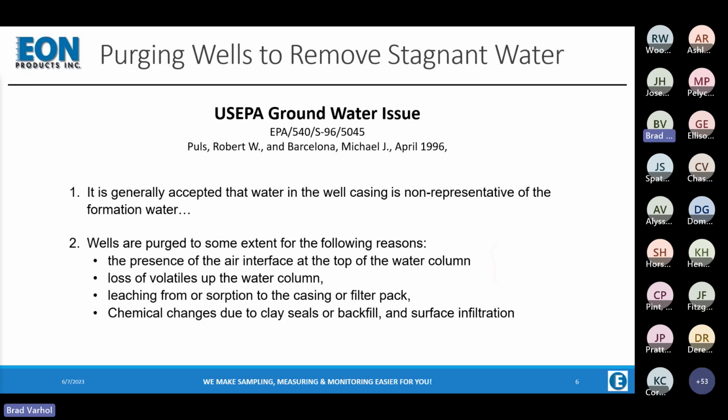And they went on to say that wells are purged to some extent for the following reasons: the presence of air interface at the top of the water column. You saw that in the illustration. Loss of volatiles up the water column, leaching or sorption to the casing or filter pack, that's the local well construction materials, and then chemical changes due to the local environment. That would be clay seals, backfill, and even surface infiltration in some wells.